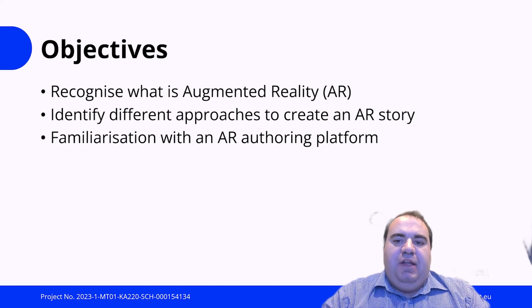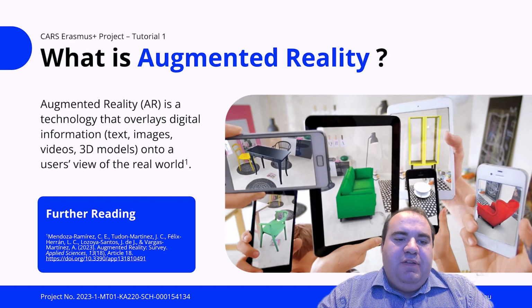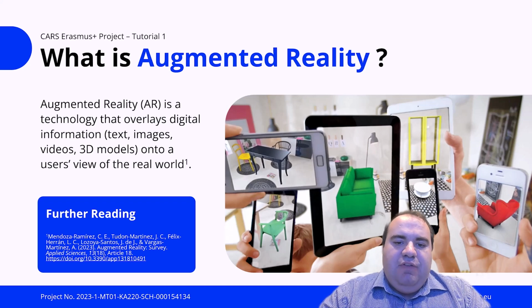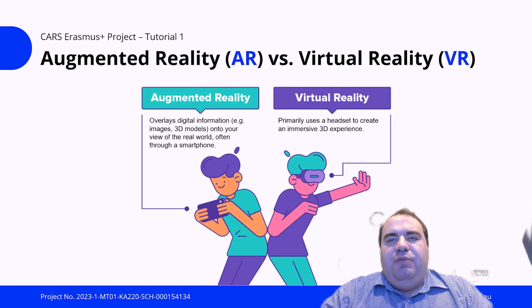So before proceeding any further, we should really define what is augmented reality. In its essence, augmented reality, or AR, is a technology which superimposes digital information such as text, images, 3D models onto the real world. This should not be confused with virtual reality.